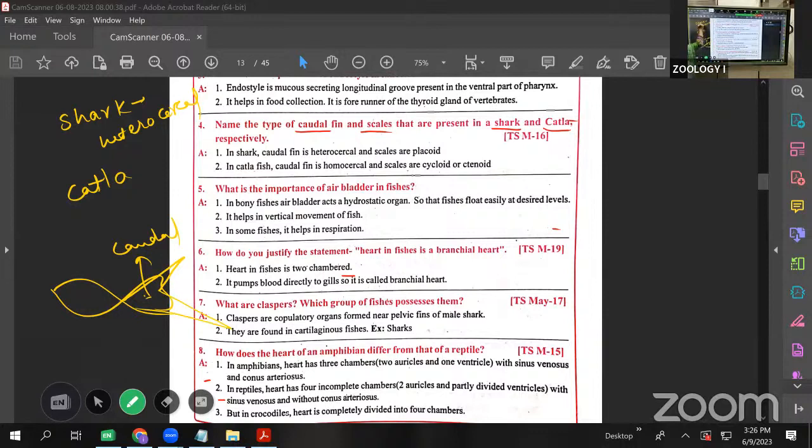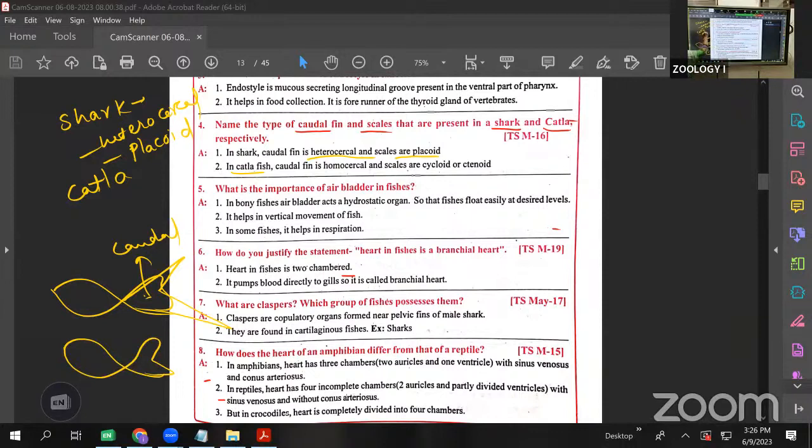That's why the shark has a heterocercal fin. Which type of scales are present? Placoid scales are present. So the shark has a heterocercal caudal fin and placoid scales. Next, the catla, the next fish, has a homocercal fin. Homocercal means the caudal fin has two equal lobes. That we call homocercal.